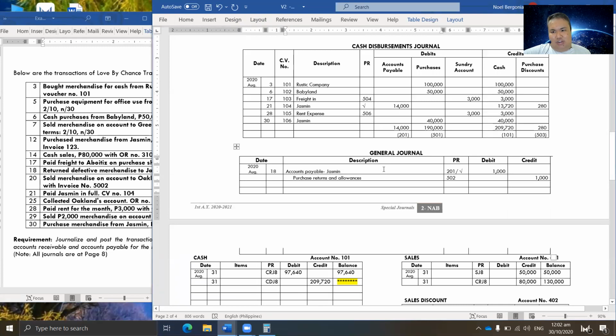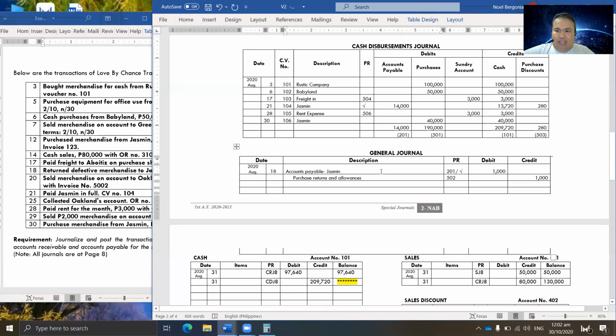Some transactions that were not recorded in our special journals will be recorded in the general journal. Actually, isa pang purpose ng general journal for those transactions na mga hindi na-record sa special journal ay yung adjusting entries, closing entries, at saka reversing entries. So sa general journal ang bagsak nila since we cannot put them in the special journals. Okay? So again, I hope na natutunan ninyo yung pag-journalize and pag-post.